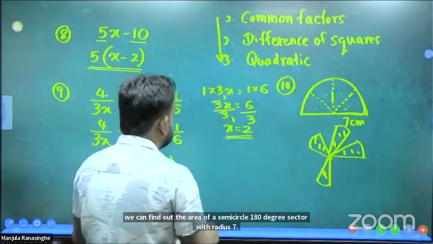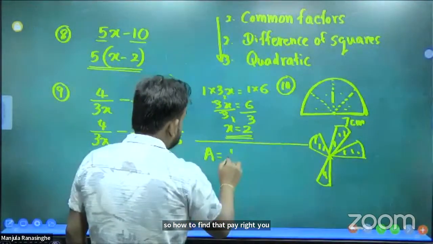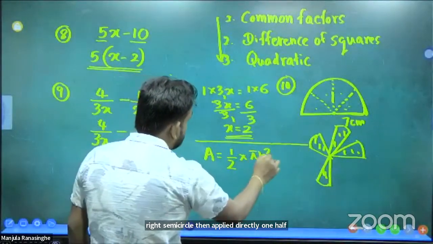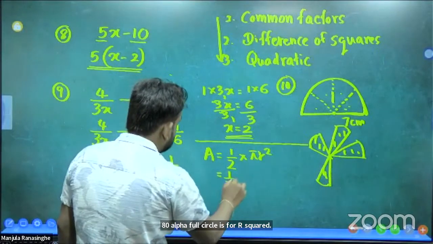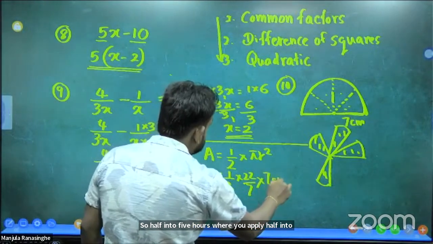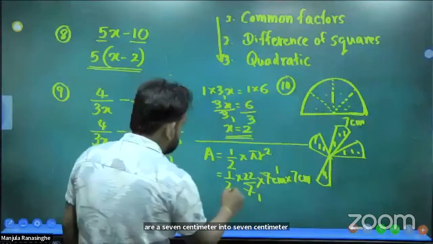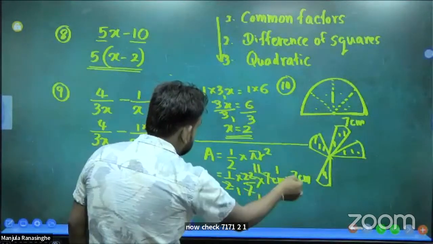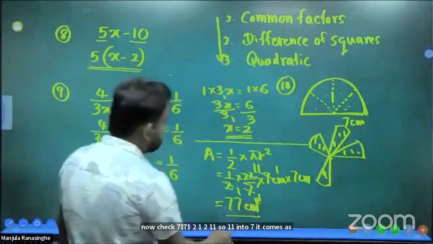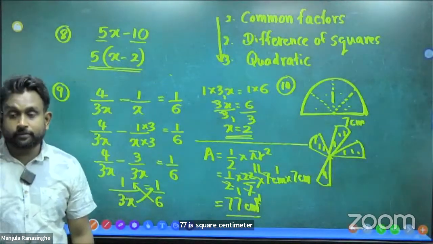So how to find that? You can apply area of a semicircle, then directly 1/2. Area of a full circle is πr squared. So half into πr squared. You apply half into π into r squared. r is 7 centimeter into 7 centimeter. Now check: 7 ones are 7, 2 ones are 2, 11. So 11 into 7, it comes as 77 square centimeter. That's eventually the total area of that flower petals.